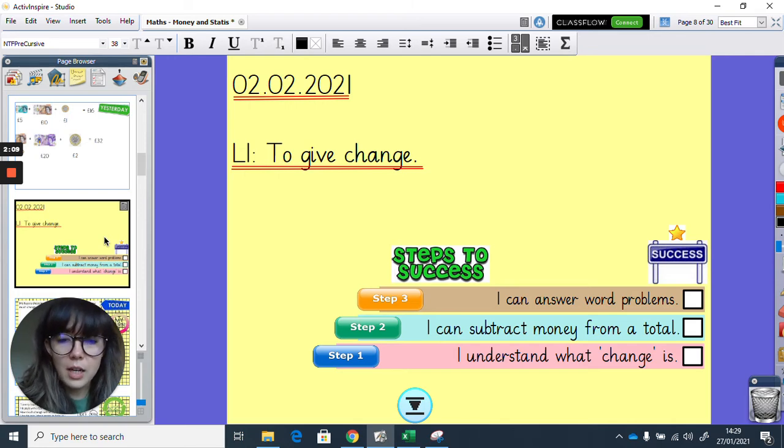So, step one today is I understand what the word change is, and we'll talk about that in a second. Step two is I can subtract money from a total. And step three is your chilli challenge, I can answer word problems.